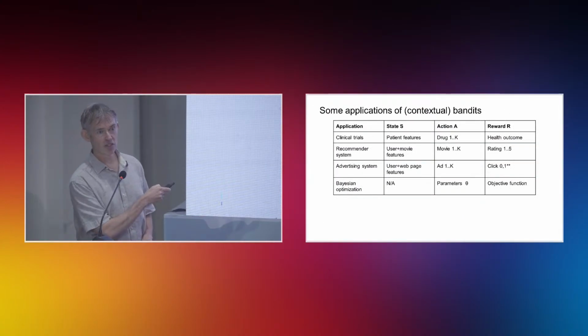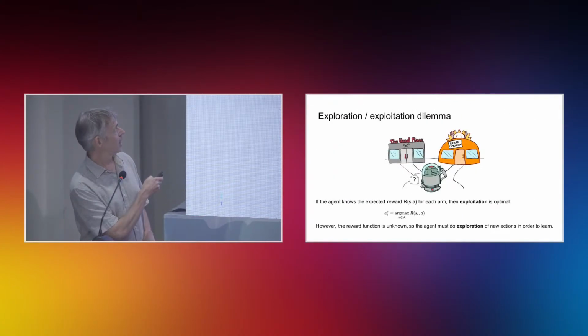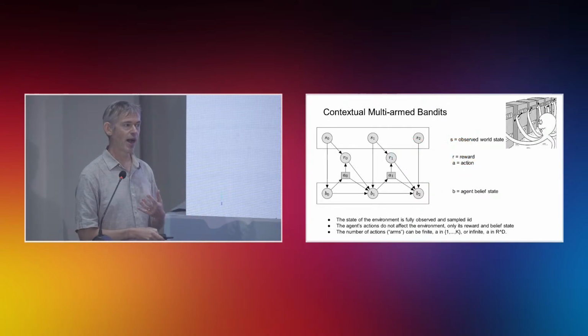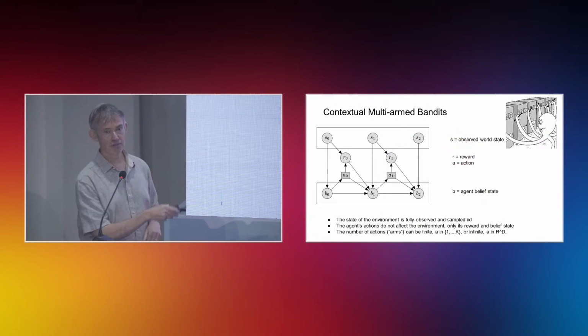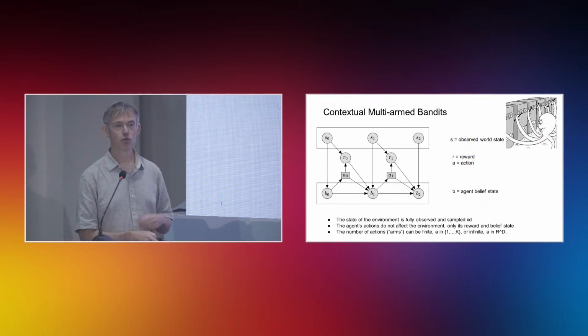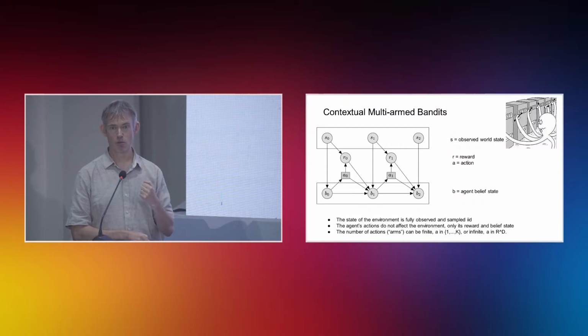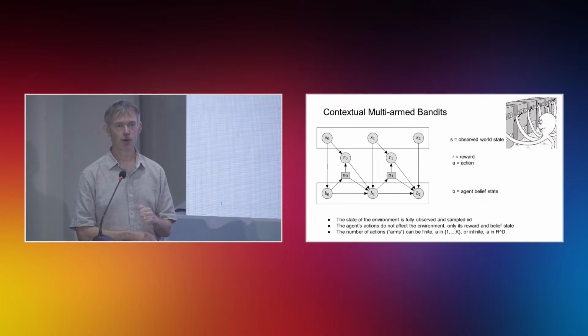So the idea is the same as before, but I'm going to take a sequence of actions, and the world is going to give me a sequence of states. But I'm going to assume that my actions have no impact on the state. So the world just presents me some data, and I have to react, and I get a reward. And then it presents me something else, and I have to react, and I get a reward, and so on and so forth. So the data just comes at me, but I don't affect the data stream.